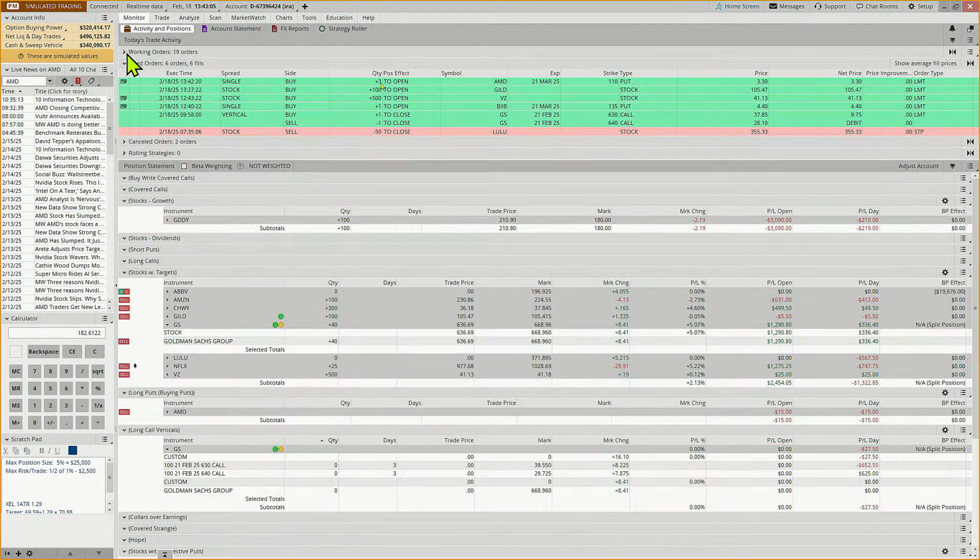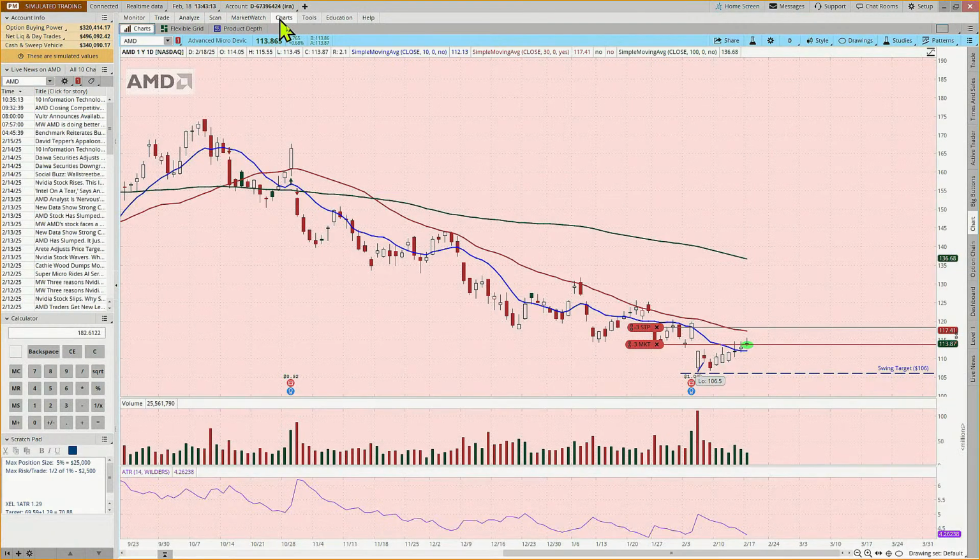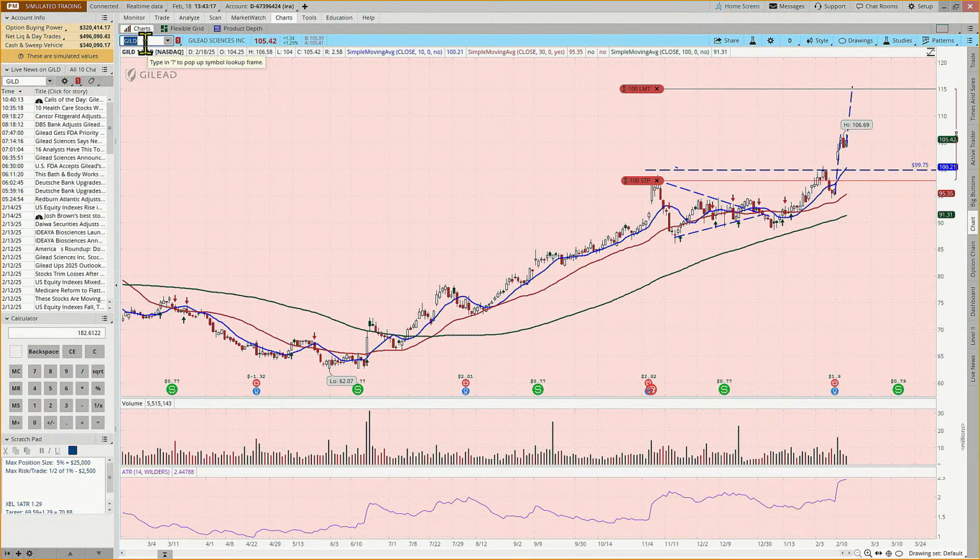Okay, and when you turn that on, it comes on for everything. So you can see that our order for Gilead went in. And when we come in here, you can see that it has our stop loss order and our target. And so can we move this up? If we wanted to move this up, we can just click and drag it, actually. It's that easy.